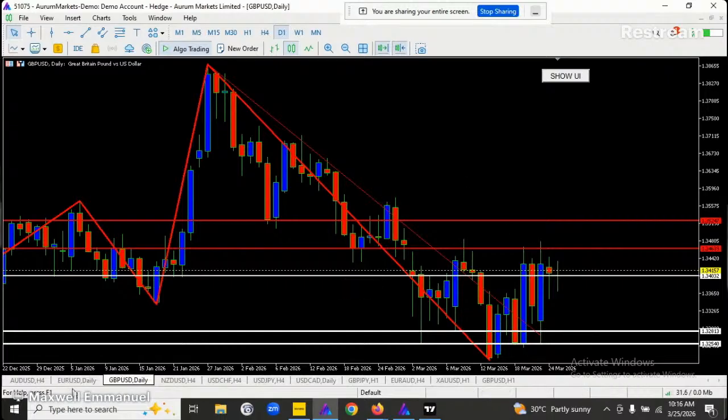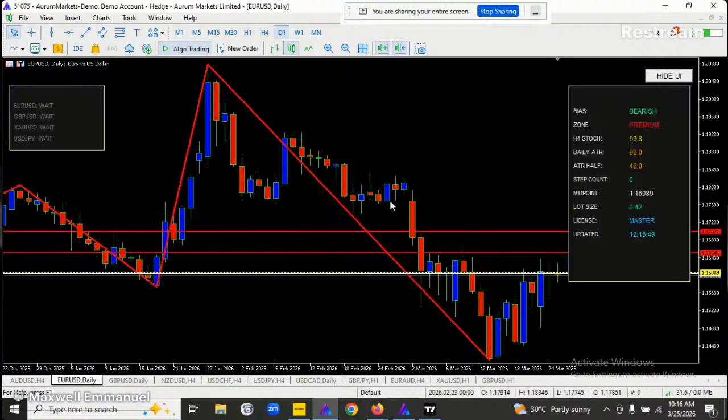Euro USD. What's the bias on Euro USD? Euro USD is bearish. But I'd love to see price pull back into this zone before selling Euro USD. At the moment, my bias for Euro USD is bullish, unless price comes to fill this gap, before I go bearish on Euro USD.